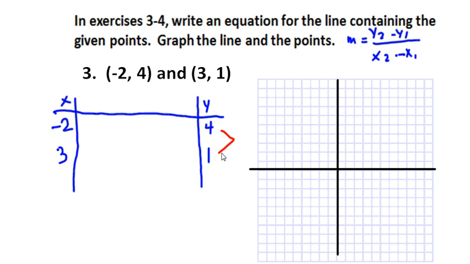And we're going to find our slope. Our slope we determine by taking y2 minus y1. Well, y2 is 1, y1 is 4, so we have -3. And 3 minus -2 is 5, not -5. So m is going to be -3/5. And decimalized, that's going to be -0.6.